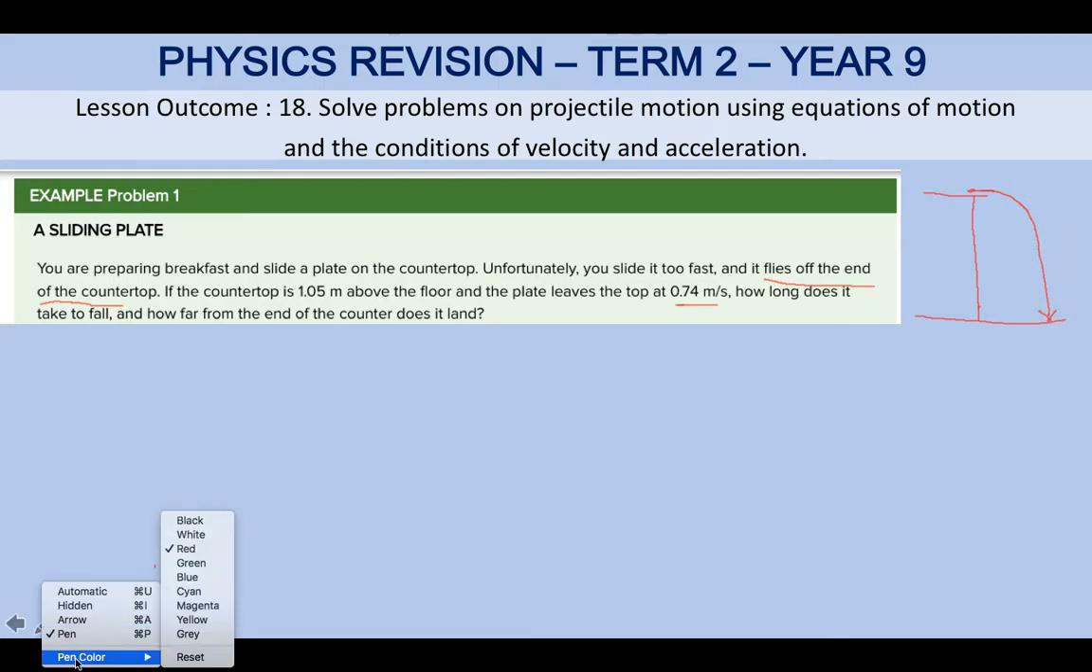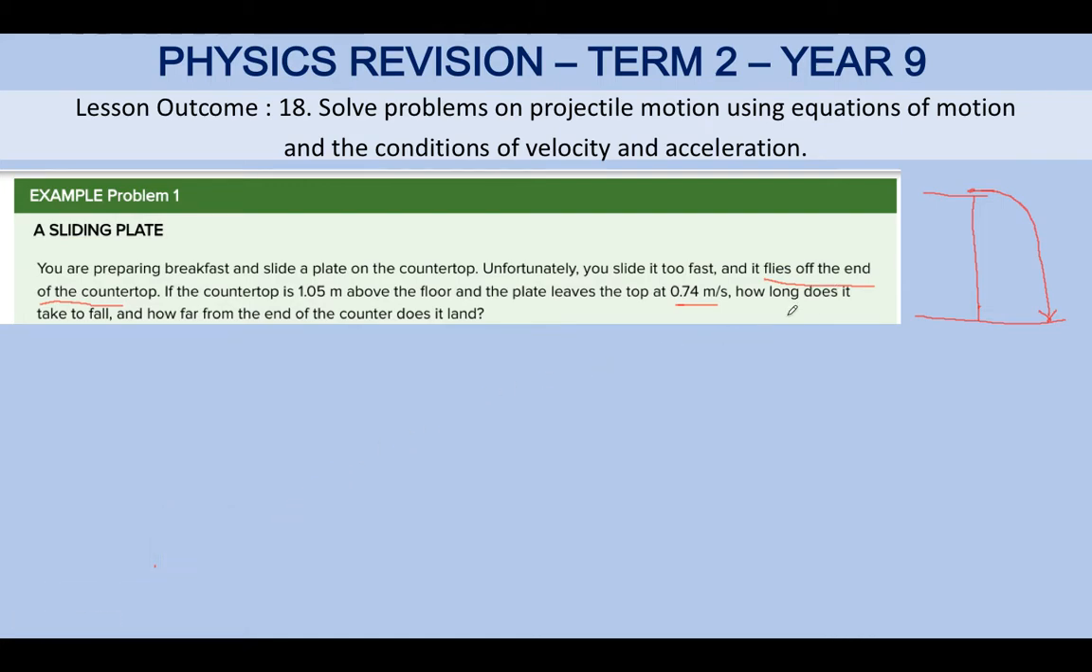So the plate is sliding off from the countertop and it is hitting the floor, right? And what is the information given to you in the question? The height of the countertop, so this vertical height is 1.05 meters above the floor, and the plate leaves the top at 0.75 meters per second. So which velocity is this? It is the horizontal velocity, right? V horizontal is 0.75 meters per second.